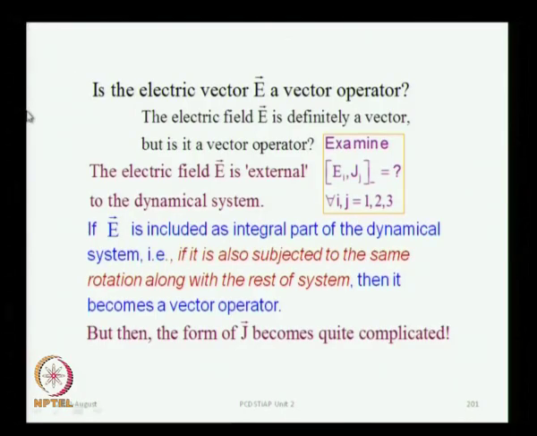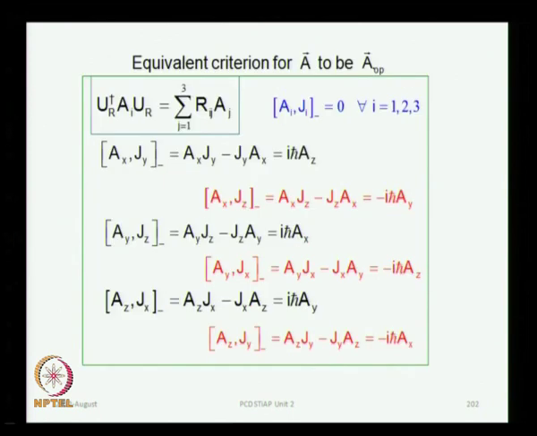So, you can certainly include this in the dynamical system, but then the form of the angular momentum would be extremely complicated, and in many semiclassical descriptions it is rarely done. So, the electric field will be a vector, all right, but not a vector operator. Okay? So, these are some considerations which will be of significance to us.